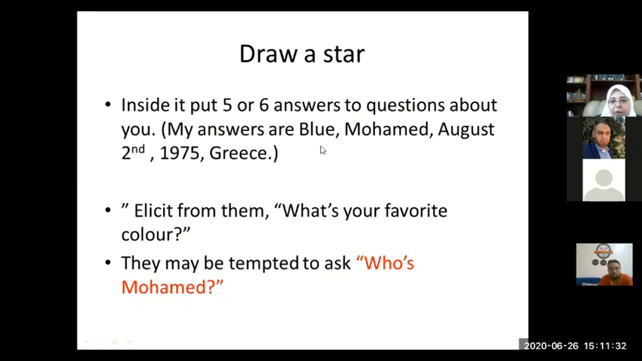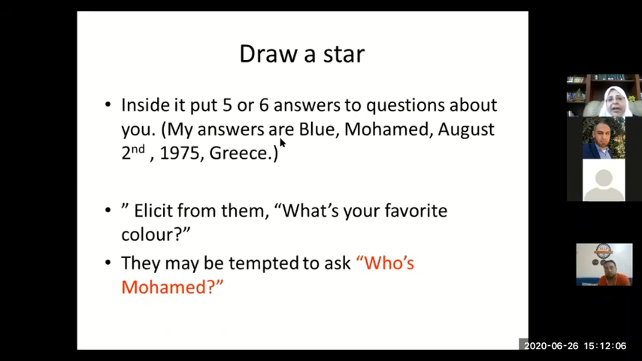So when I say the word blue, for example, what do you think it means to me? Can you write in the chat box? Or when I say Mohammed. No, I'm talking about Mohammed, the word here. So what do you think? So students would ask, who's Mohammed? Okay. They will keep on asking me questions. So I, at the end, will answer what is Greece? What is 1975? Did you get the idea?